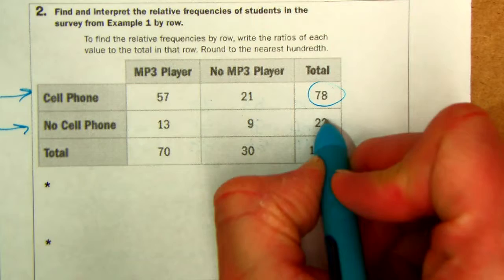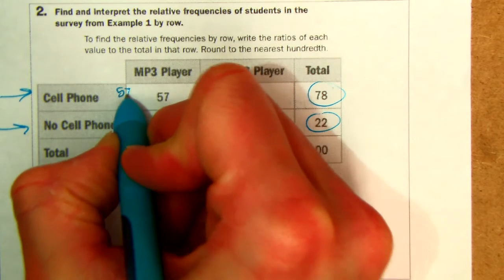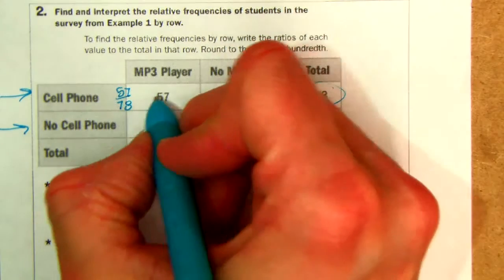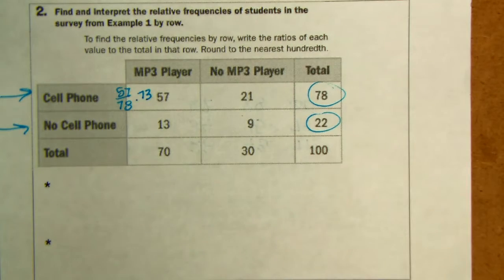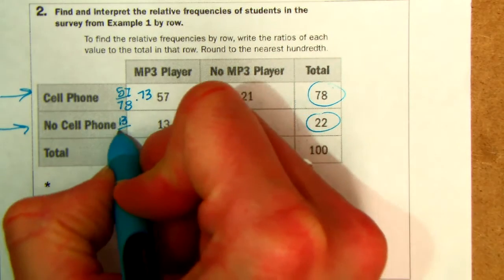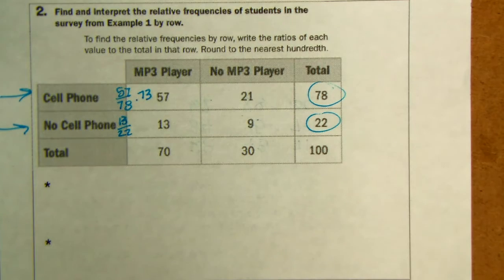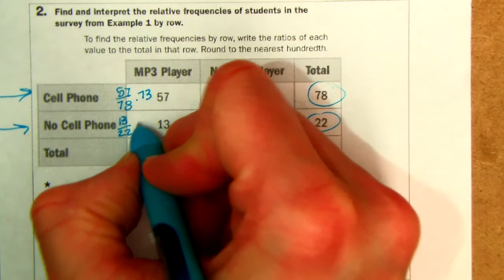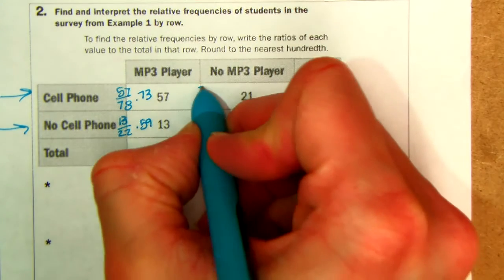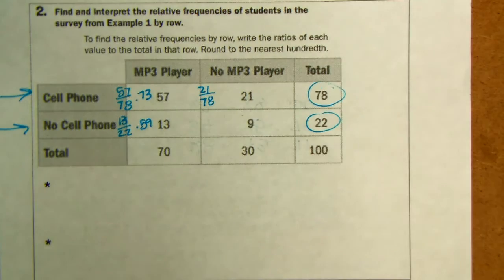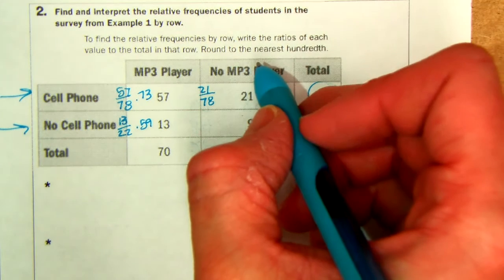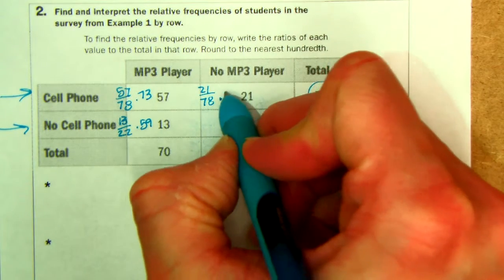As a decimal, 57 divided by 78 gives me 0.73 approximately. And then in the second row, I've got 13 over 22. So when I divide that, I get 0.59. Then let's do the other one. So 21 divided by 78, which is 0.27. And then 9 divided by 22, which gives me 0.41.